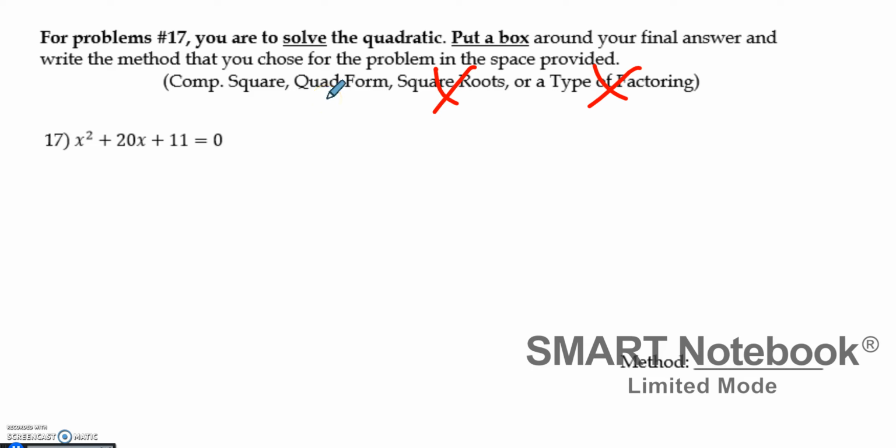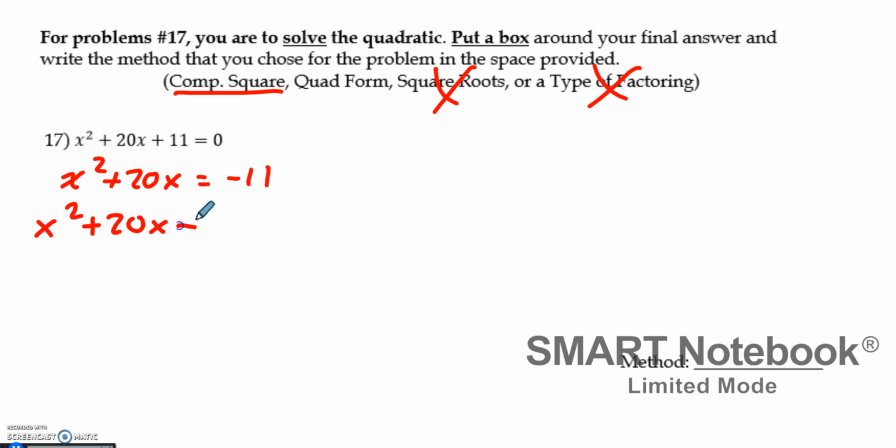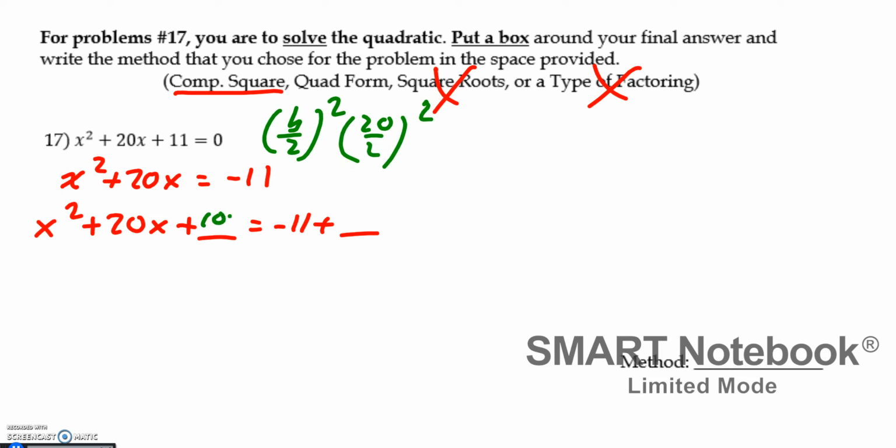In fact, you can do both. The first one I'm going to do is completing the square, because I like the fact that my lead coefficient is 1, and I also like that my middle term is even. So if you're a person that likes completing the square, let me do that first. What you have to do is first move the 11 to the other side, and then you would add the special number on both sides. So plus blank, negative 11 plus blank. The special number would be b over 2 squared, which is 20 over 2 squared, 10 squared, or 100.